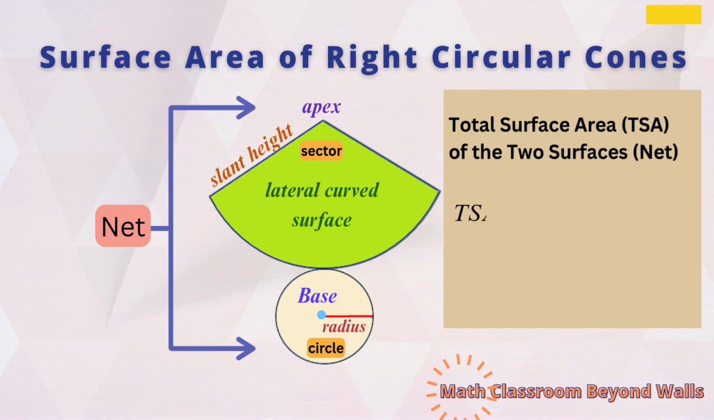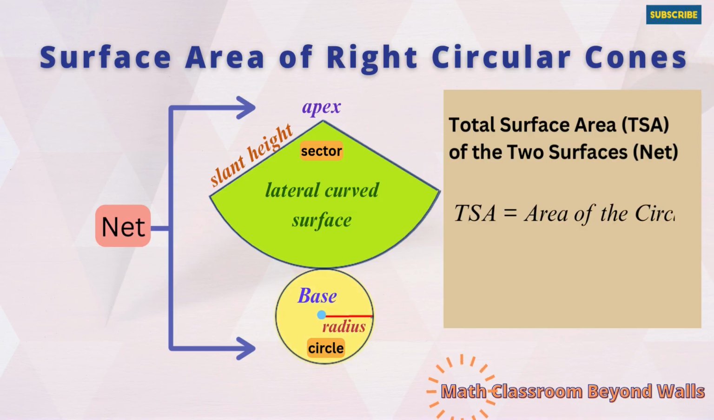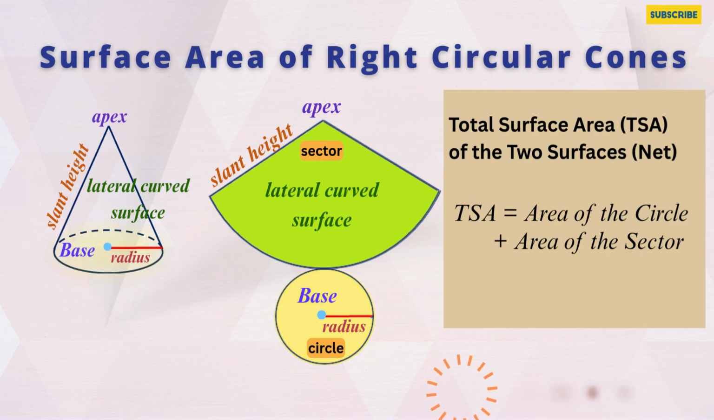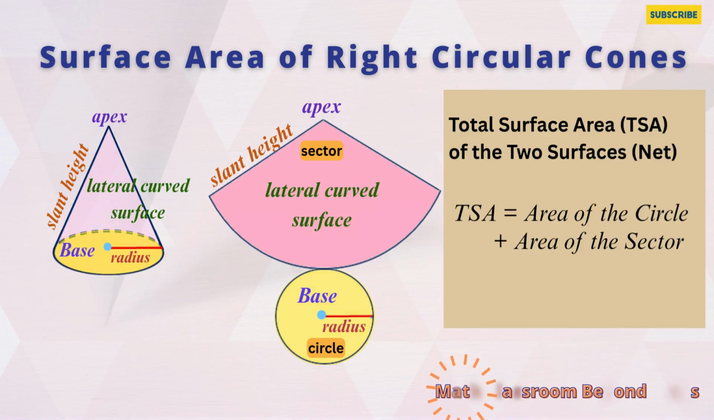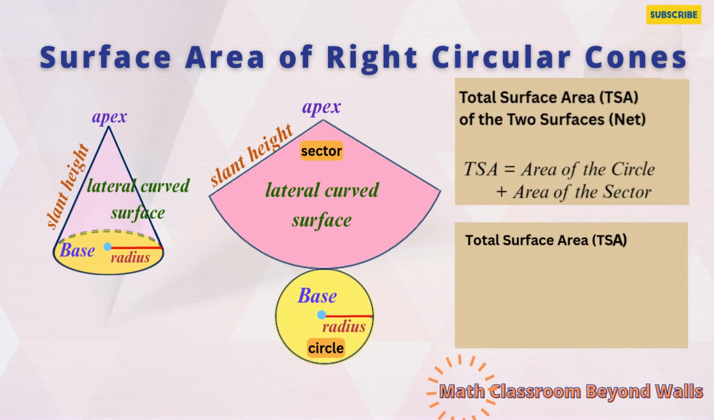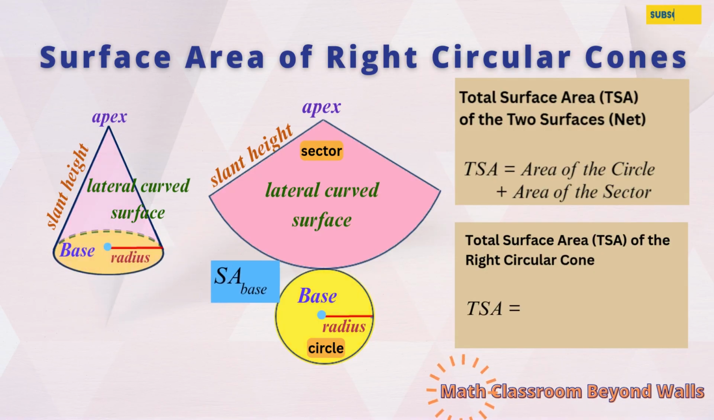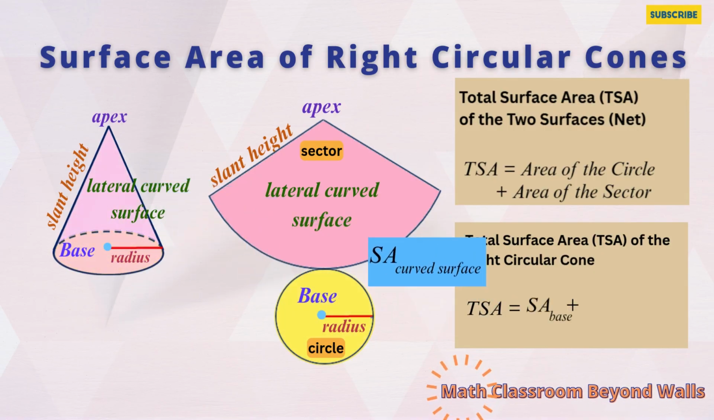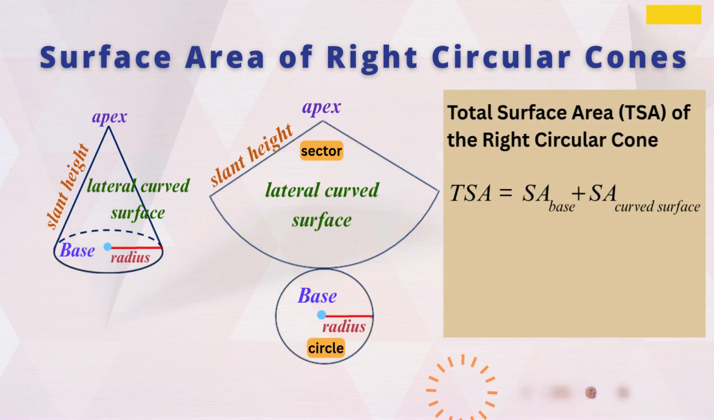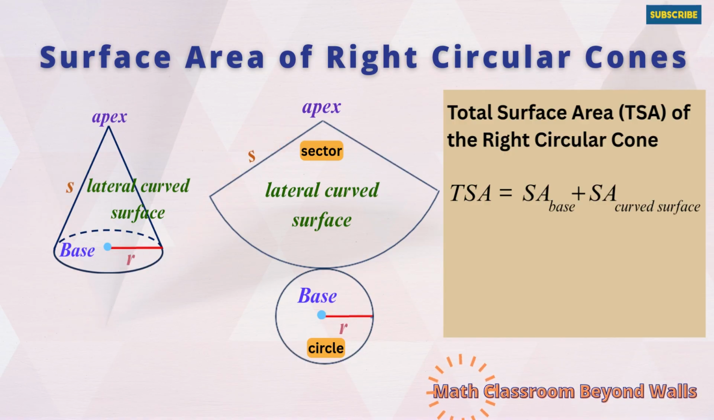That is, TSA is equal to the area of the circle plus the area of the sector. Since the circle on the net is the base of the cone, and the sector on the net is the lateral curved surface of the cone, then we have the formula for the total surface area, TSA, of the cone, which is the surface area of the base plus the surface area of the curved surface. Let us use variables to label the parts of the net and the cone for clarity and precision.